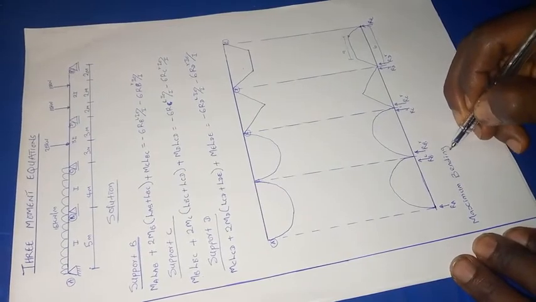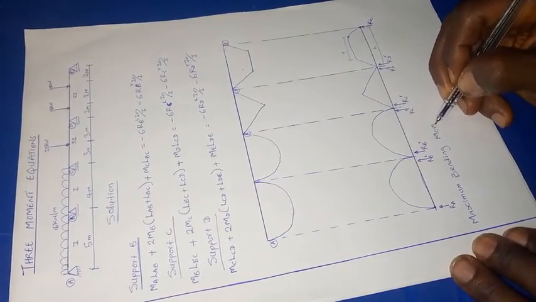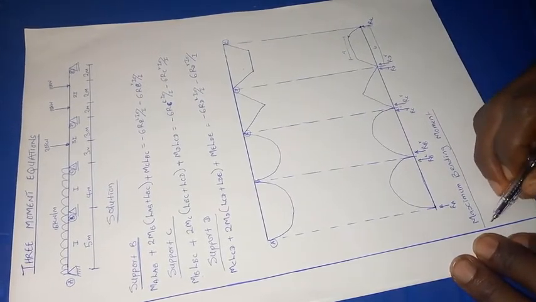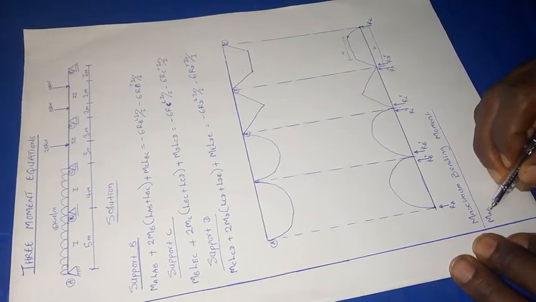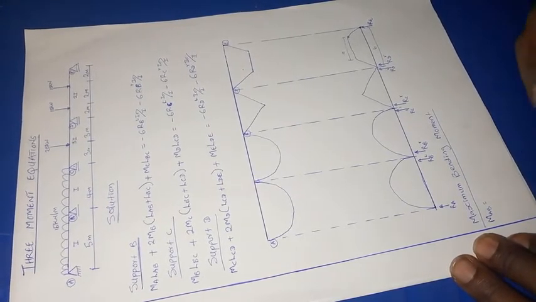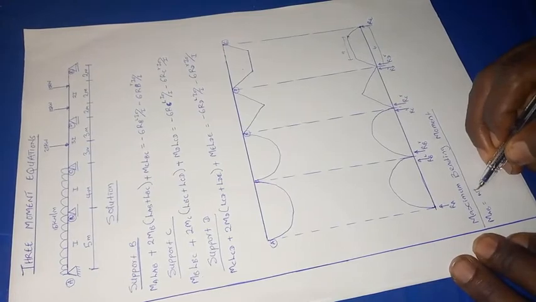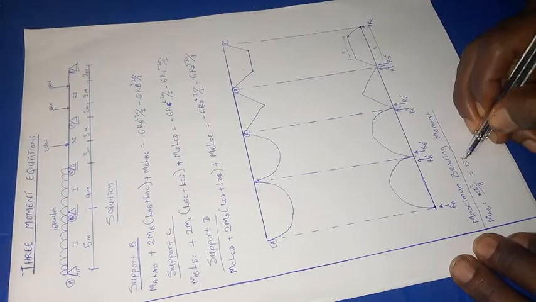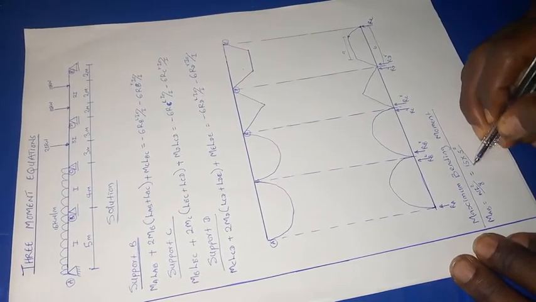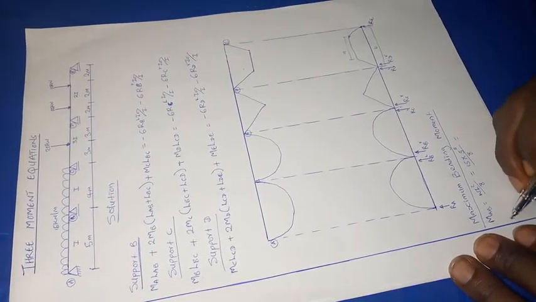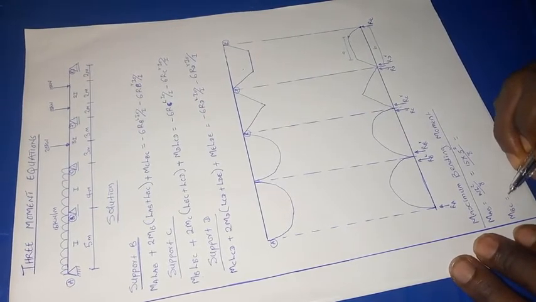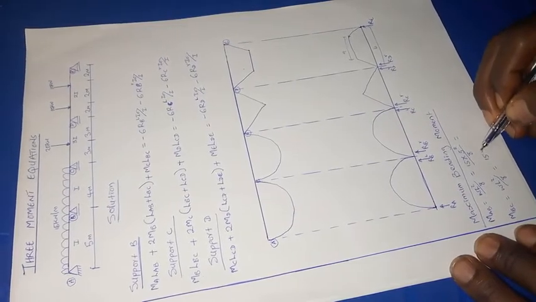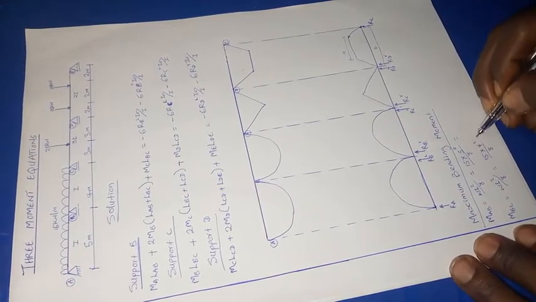To calculate my maximum bending moment, I'll have that my moment at A to B, because it is a UDL, is going to be WL squared over 8, which should be equal to 15 times 5 squared over 8. Then for moments at BC, I'll have the same WL squared over 8, and this time it's going to be 15 times 4 squared over 8.